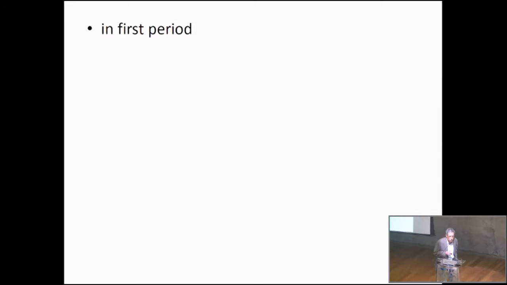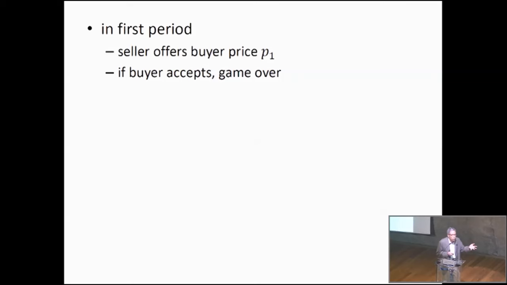So how does the game proceed? Well, in the first period, the seller will offer a price to the buyer, price P1 for period 1, and the buyer can accept or reject. If he accepts, the game is over and they transact at the proposed price. So that means that the seller is going to get P1 and the buyer is going to get his value for the good, theta, minus the price he pays, P1.